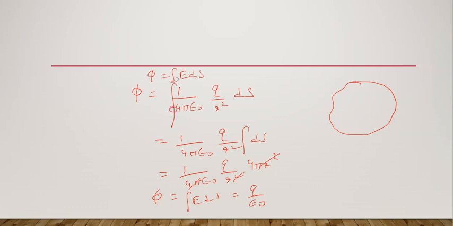These are the closed surface integrals. So this is the derivation of Gauss law for electrostatics. Phi is equal to the integral of E dot ds, and after solving this, we get q by epsilon naught. This is about the derivation.